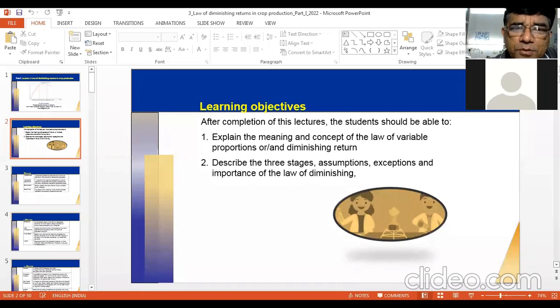Now, in economics, you may come across two things. One is short run and other is long run. What do we mean by short run and long run? Anybody? Not known to you. If anybody knows, can come forward.